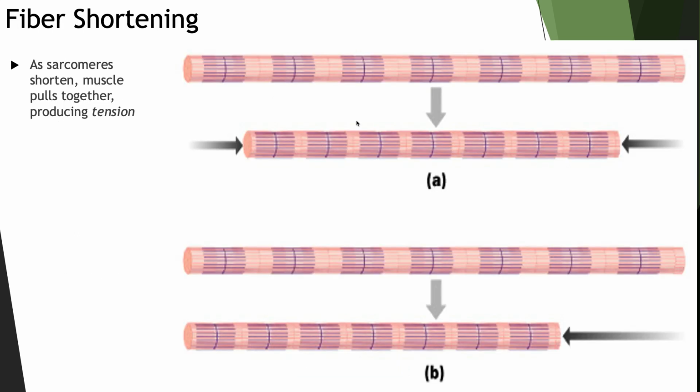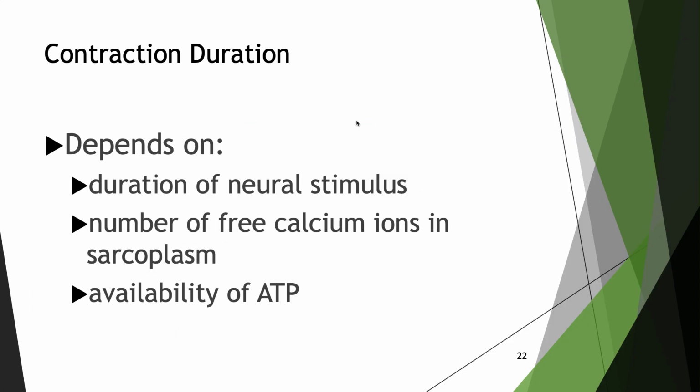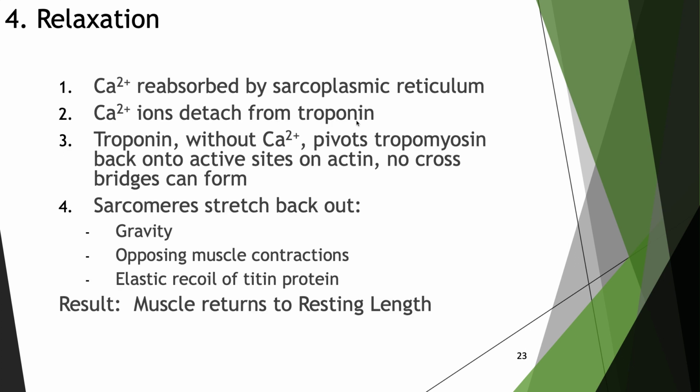Let's just talk about fiber shortening a little bit. Remember, the contraction duration depends on the duration of the neural stimulus, the number of free calcium ions in the sarcoplasm, and the availability of energy. And then overall, we'll get to relaxation at the end.